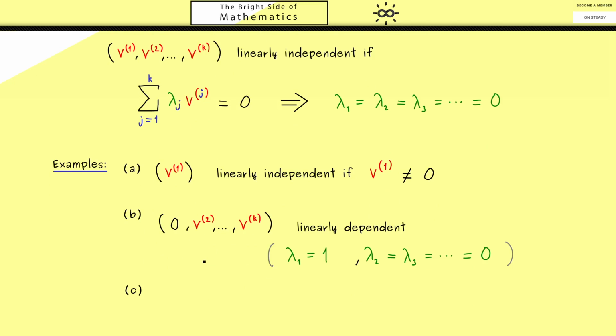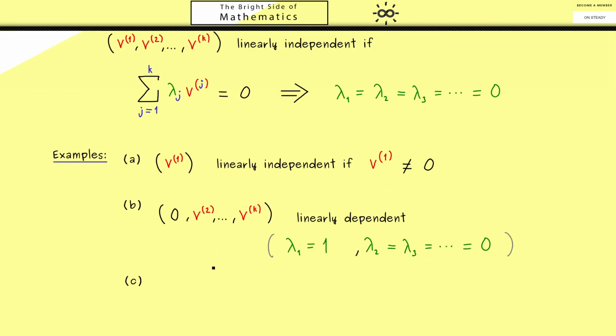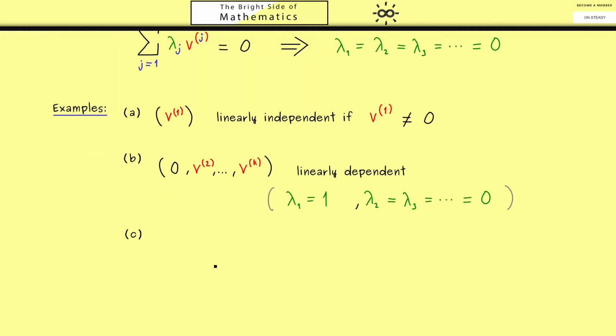Okay, there we had two general abstract examples, so let's go to a more concrete one. Therefore I would suggest first choosing an example with vectors in R2. So you see we have three vectors with two components. And now the claim is that all the three vectors together in one family are linearly dependent.